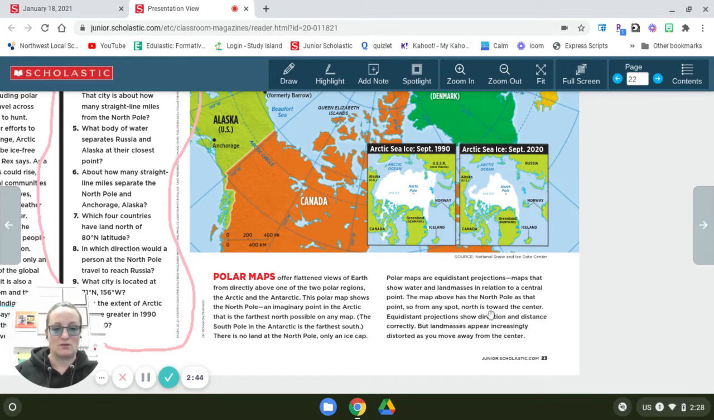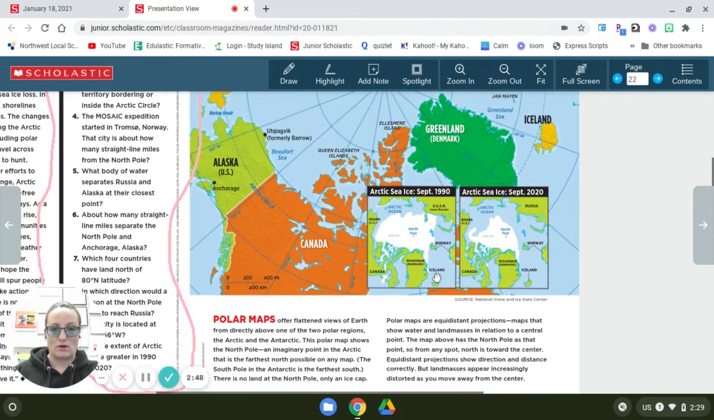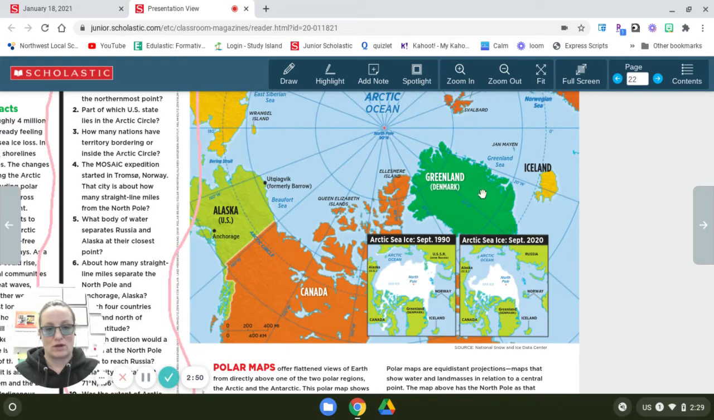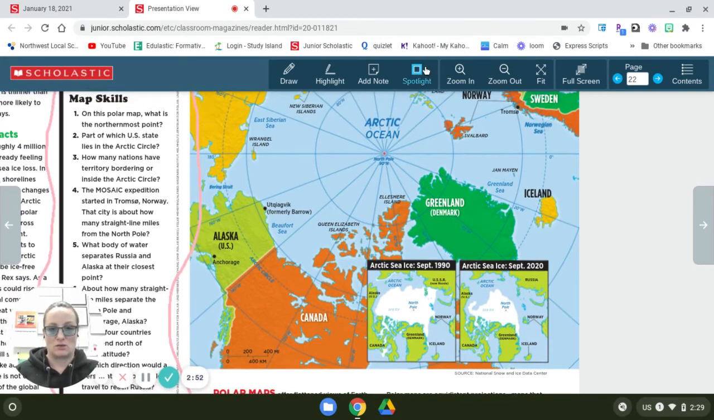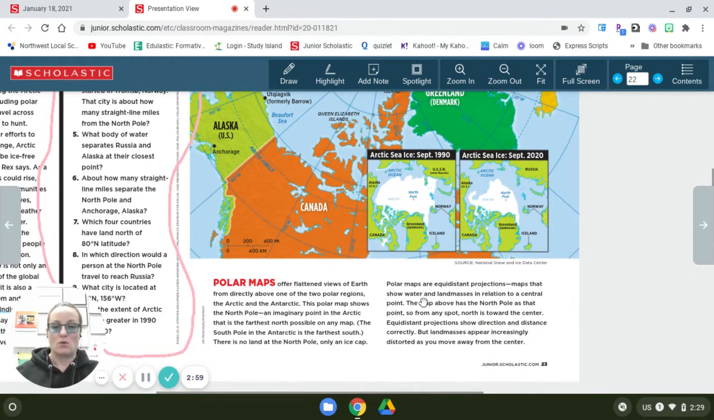So from any spot north is toward the center. So if you're going north, you're heading toward that center region. No matter which way you start from, to go north would be heading toward that center region. So we have a different perspective on this map, so we need to keep that in mind. Equidistant projections show direction and distance correctly, but land masses appear increasingly distorted as you move away from the center.